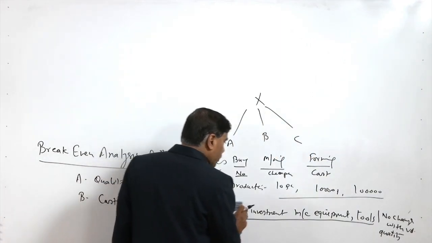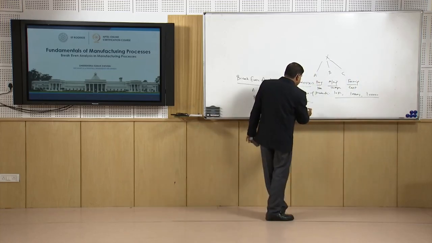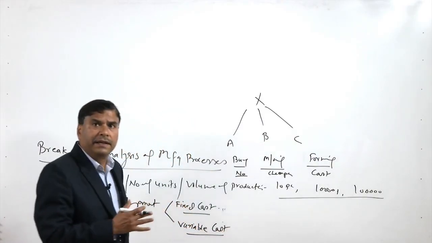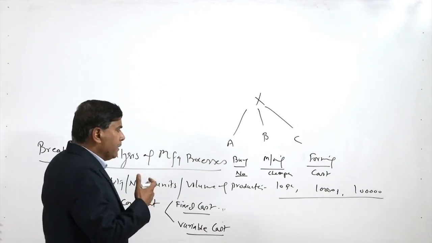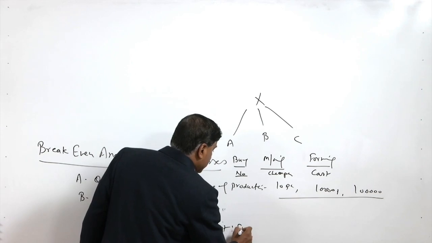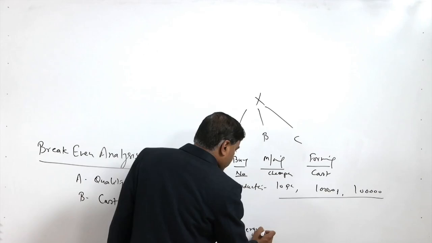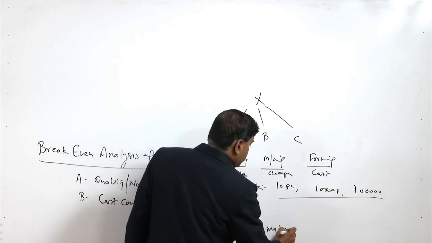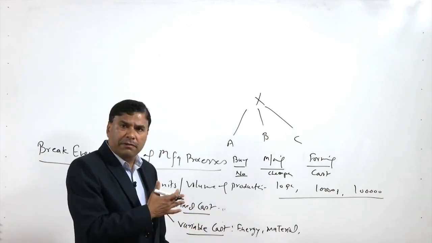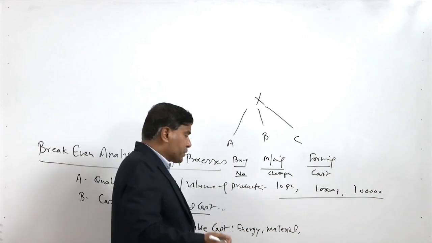On the other hand, variable cost is directly related to the number of units to be produced, and it considers how much energy we have to invest in the form of power, or how much material we have to use for making a unit product. It will change directly with the number of units to be made.